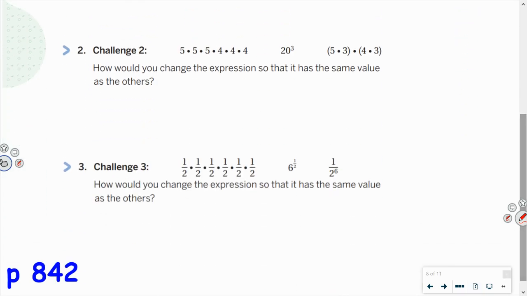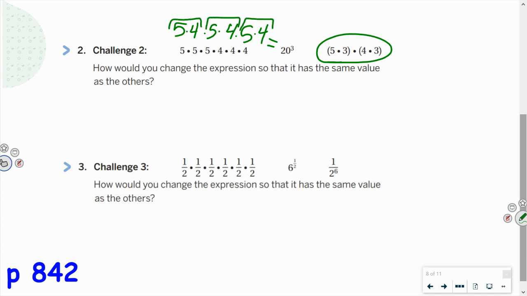Challenge 2, ladies and gents. I hope that you identified the proper one that does not fit is on the right. If you use the commutative property, 5 times 4 times 5 times 4 times 5 times 4 is still going to be the equivalent of 20 times 20 times 20.